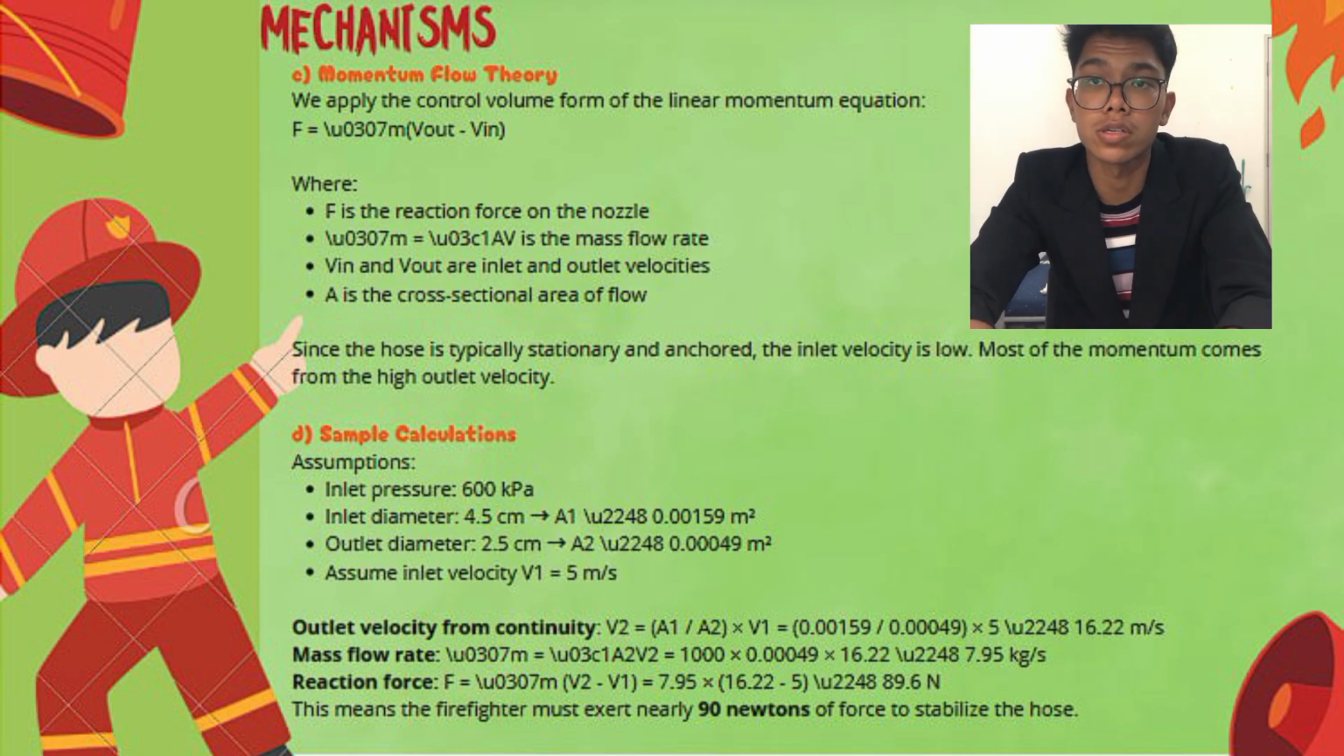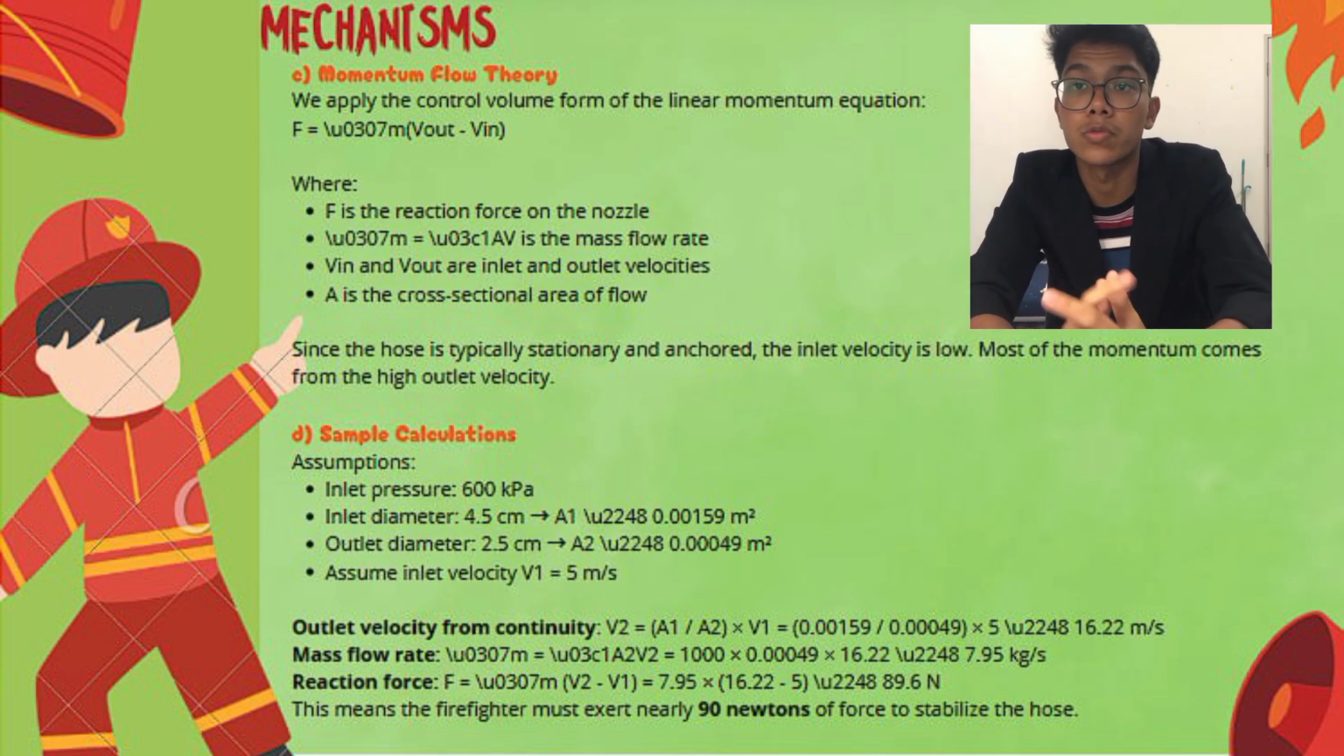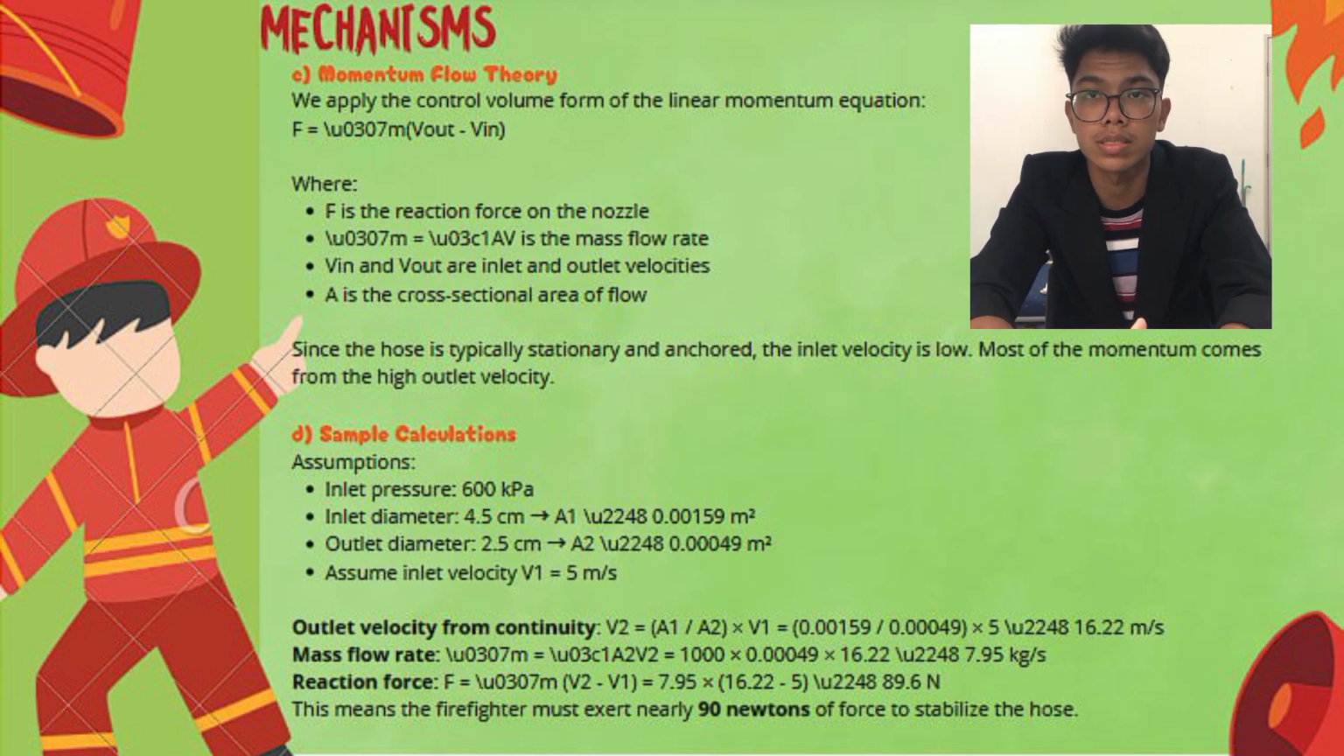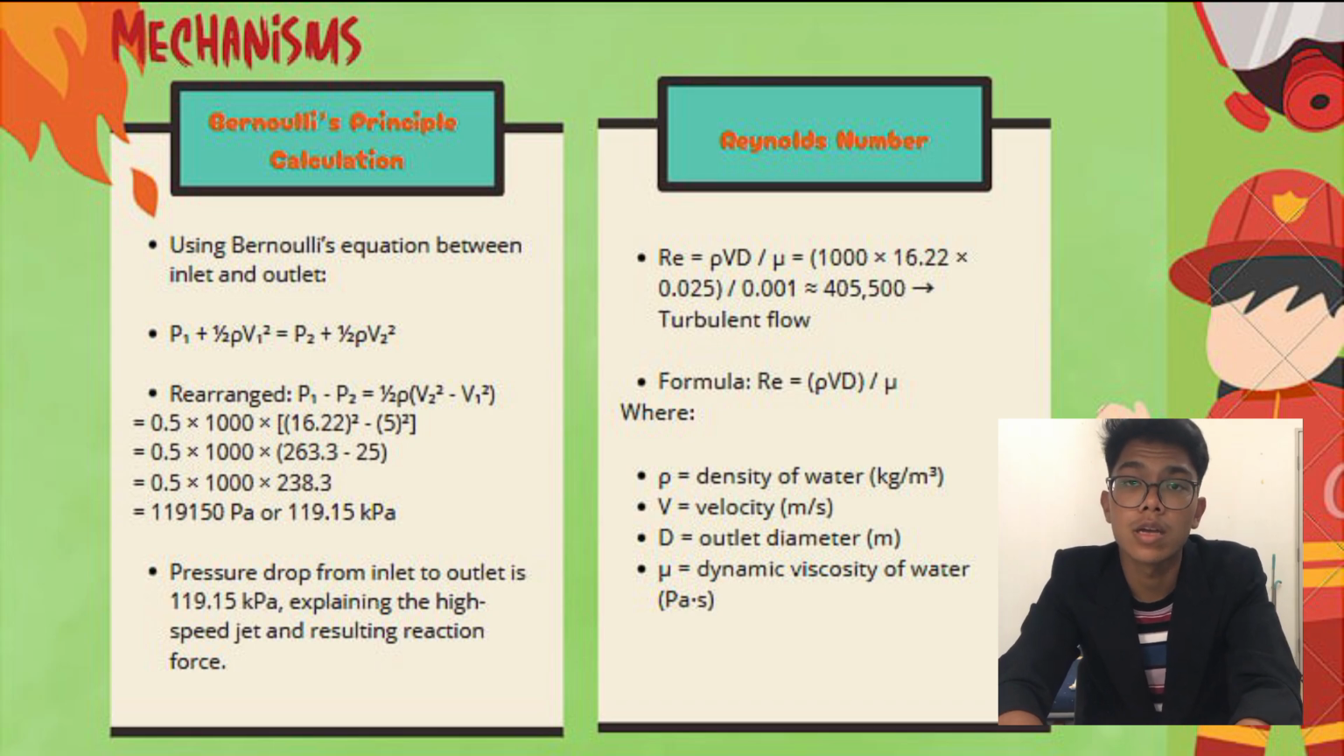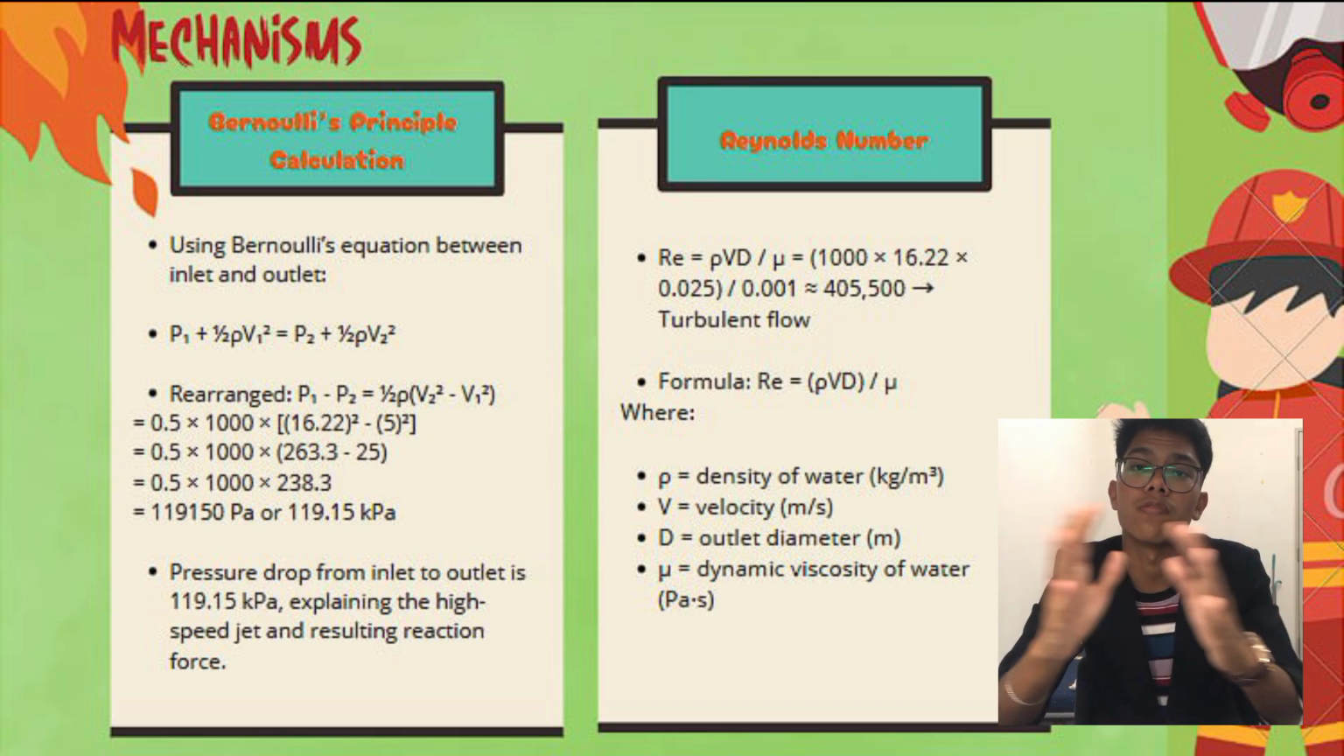Now, to find the reaction force, we take that mass flow rate and multiply it by the difference in velocity between the outlet and the inlet. This gives us a recoil force of about 89.6 newtons, which is roughly 90 newtons pushing back on the firefighter. Next, we are going to apply Bernoulli's principle to understand how the pressure changes as the water speeds up. It shows that the pressure at the inlet is higher than at the outlet. After plugging in the numbers, we calculate a pressure drop of around 119 kilopascals, meaning a large amount of energy is converted from pressure to velocity.